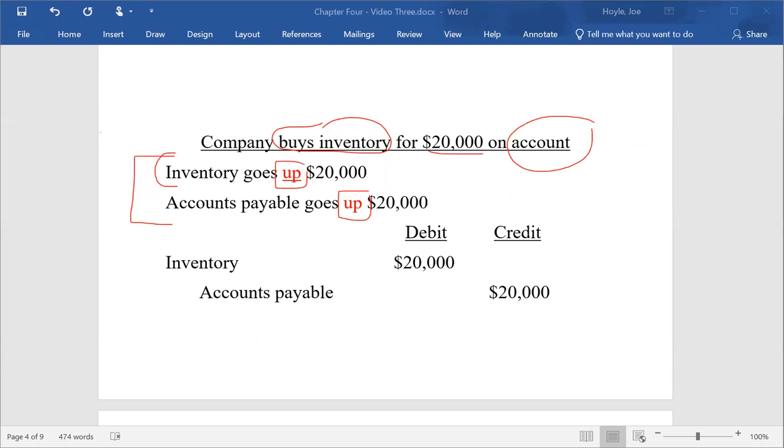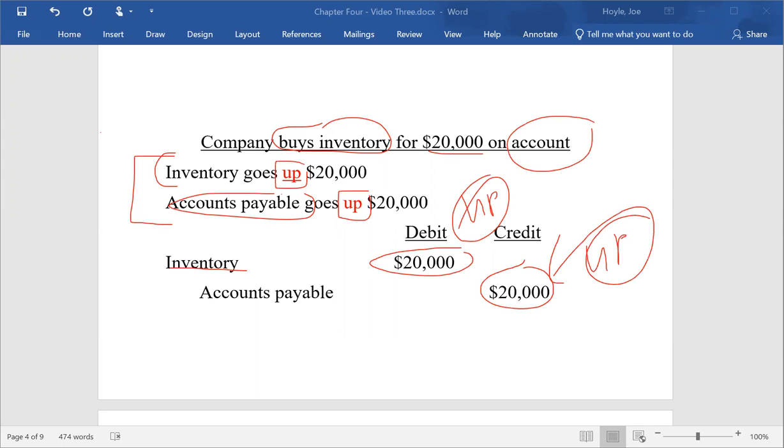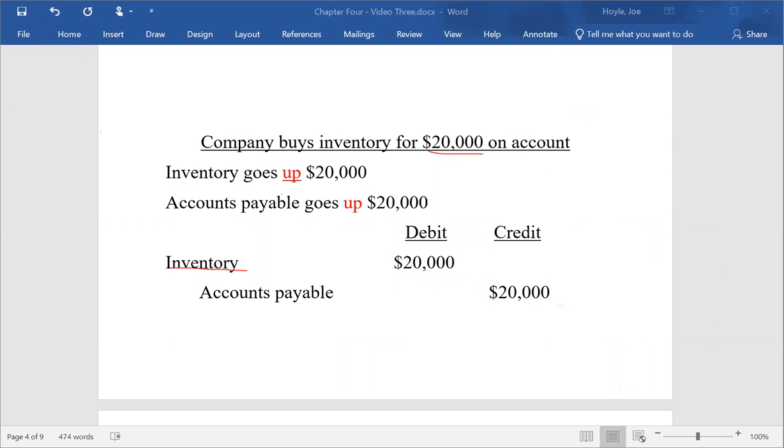Inventory is an asset. Assets increase with a debit. There it is. Accounts payable is a liability, a source of cash or assets. Once it goes up, that's a credit. So your inventory is recorded as a debit, which means it went up. Accounts payable is recorded as a credit. And since it's a liability, that tells you also that it went up. That's the system that companies base their accounting records on when they are keeping up with all of the various transactions that they have to record.